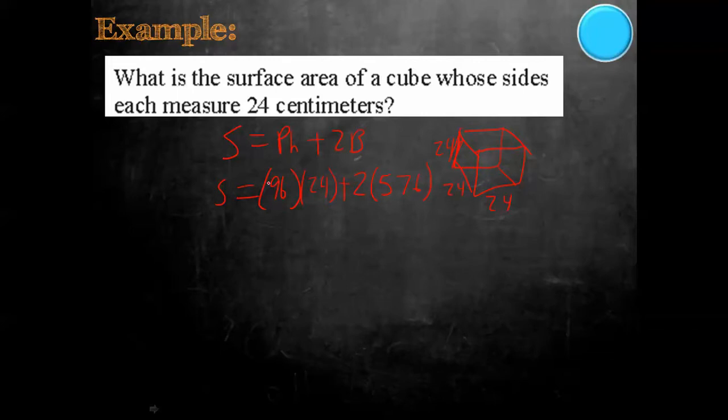So now we're just going to multiply these numbers and add them together. 96 times 24 is 2,304. 2 times 576 is 1,152. So we're going to add those two together, and that's going to give us 3,456 centimeters squared.